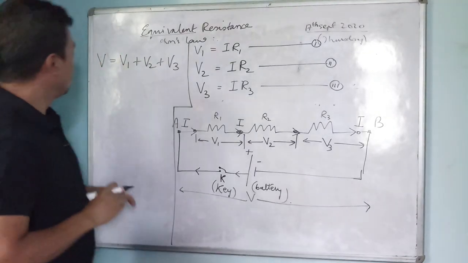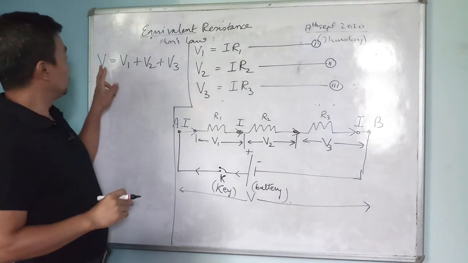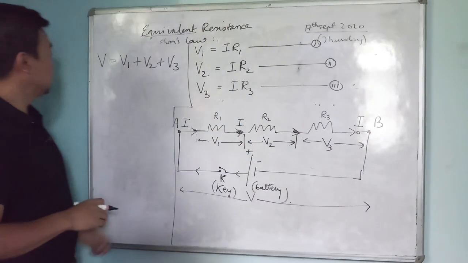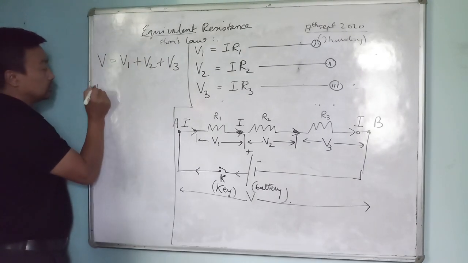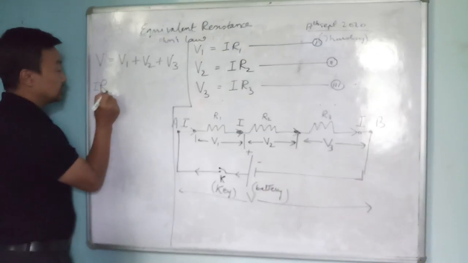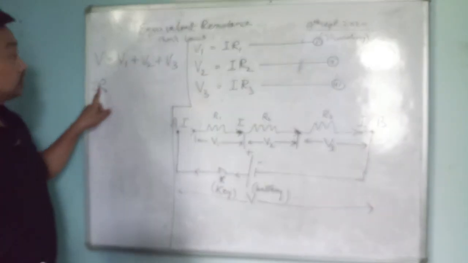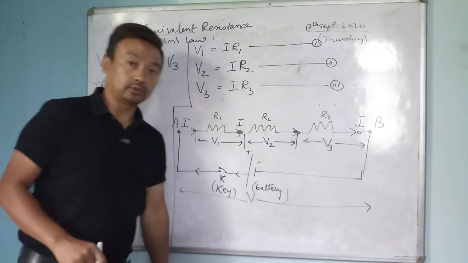So now this V is for the entire circuit. So what will be the resistance? That resistance for the entire circuit is called the equivalent resistance. So we can take the current is I, and you can take IR, or you can also write as RS, because this resistance is the equivalent resistance for this complete circuit.